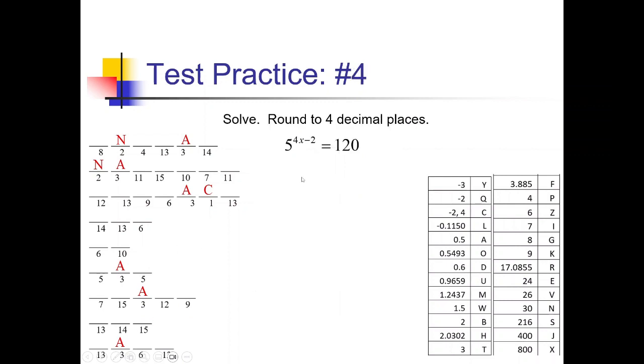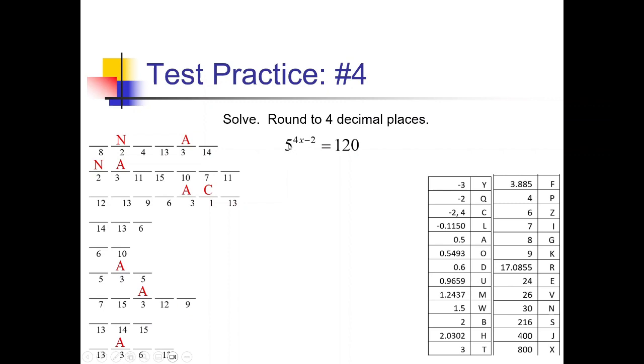For number 4, I've got 5 to the 4x minus 2 equals 120. Now, one way I could start this problem, I can't use common bases because 120 is not a power of 5, not an easy one anyway. I can take the log of both sides to pop this stuff out of the exponent. However, before I do that, I actually want to rewrite this because I don't really feel like messing around with all this stuff after I get it out of exponent land.